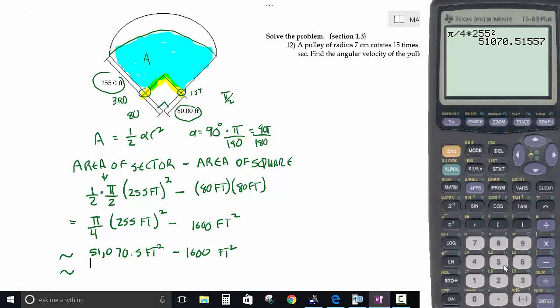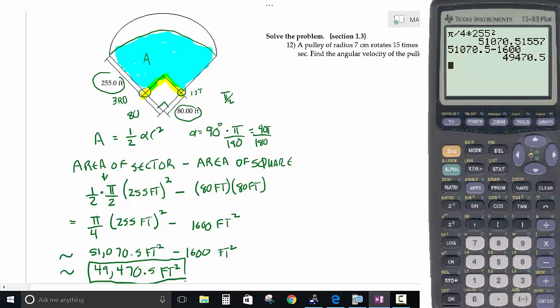Okay, so let's put that in, 51,070.50 minus 1,600, and then that will give the leftover area. Okay, all right, so that gives about 49,470.5 square feet. So that's a really nice problem that takes a couple of steps to work out.